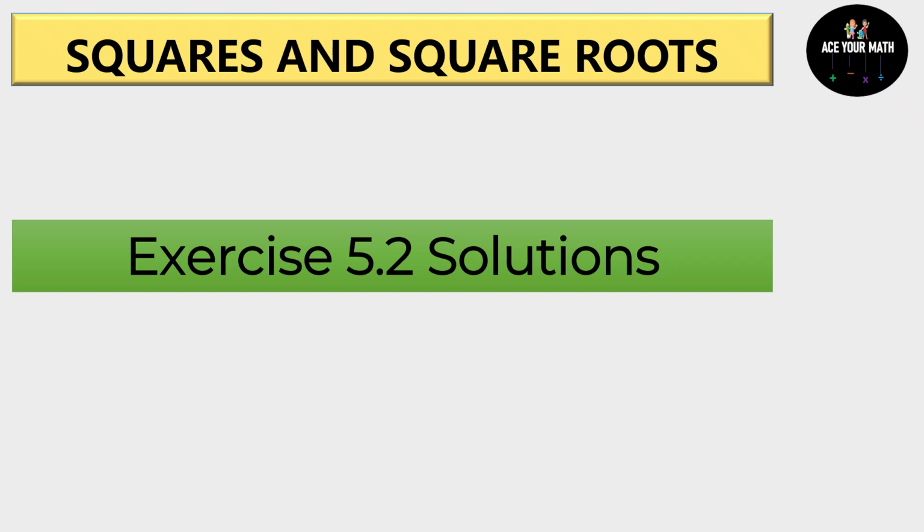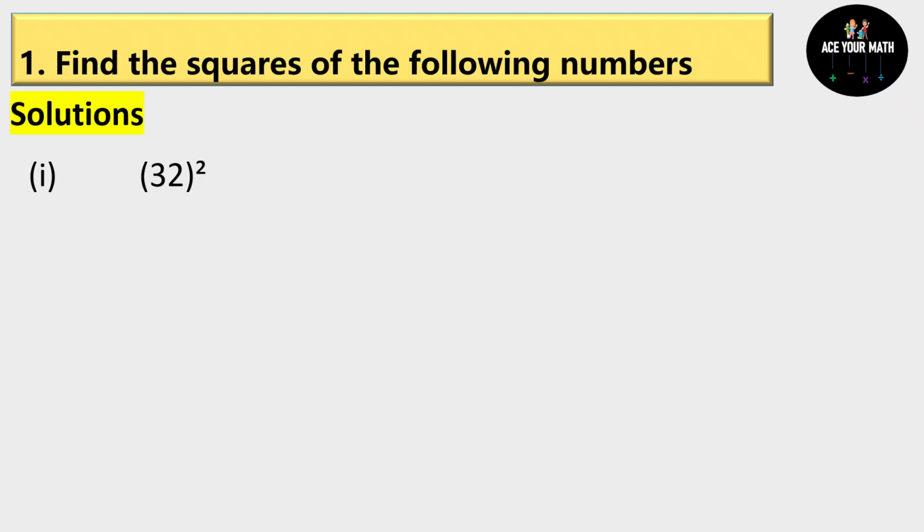This is Neela. In this video, we will solve all the questions of exercise 5.2, squares and square roots. It is from NCERT. Okay, so let's start. Now let's see the first one. Find the squares of the following number. And the number given is 32.